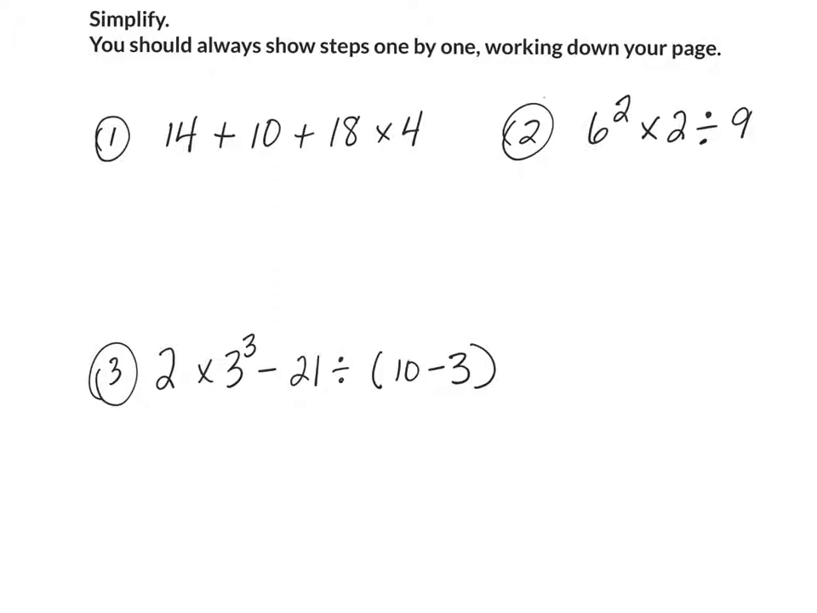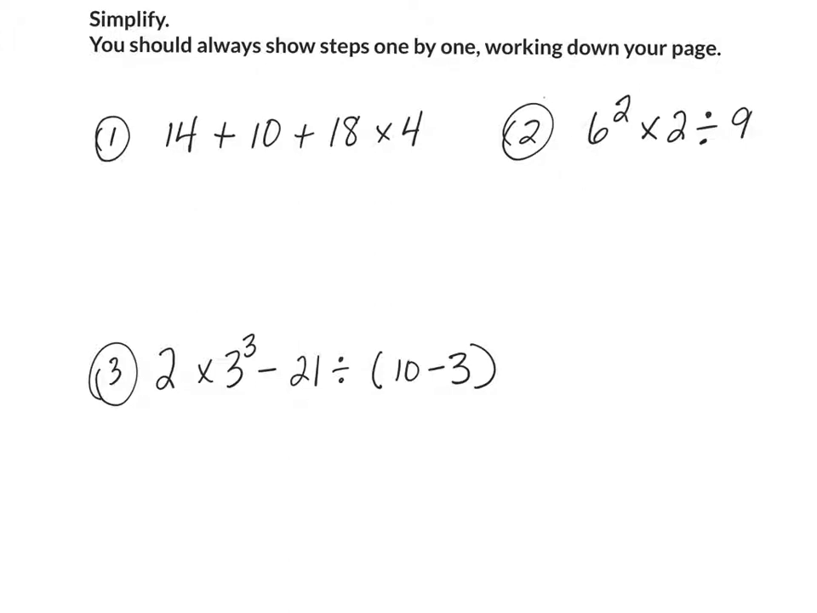So we need to simplify these expressions, and you should always show your steps one by one working down your page. The reason I emphasize this is because we're just starting to get into simplifying longer expressions and solving simple equations, and as these become more complex, you're going to realize that there's always 2 sides to an equal sign, to an equation, and it's going to become very difficult to keep track of your work if you're not working down your page.